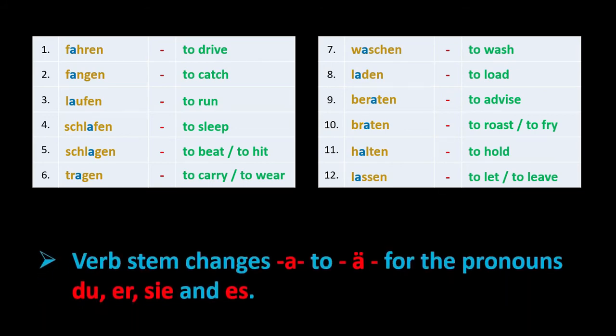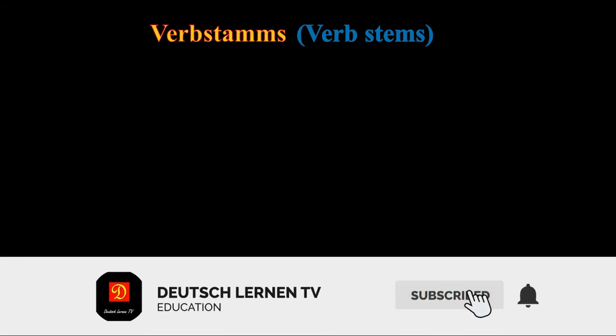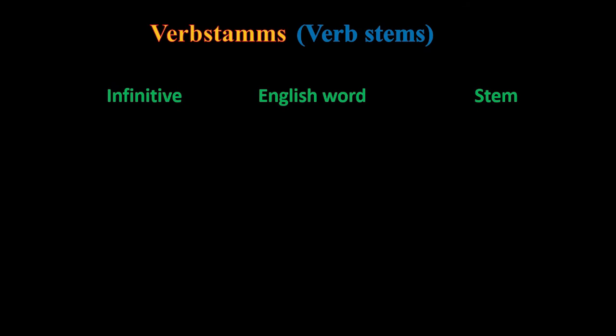As you see in the tables, the letter a in blue color changes to ä, and this only happens to the pronouns du, er, sie and es. First, let's see the verb stems of these infinitive verbs. Verb stems.